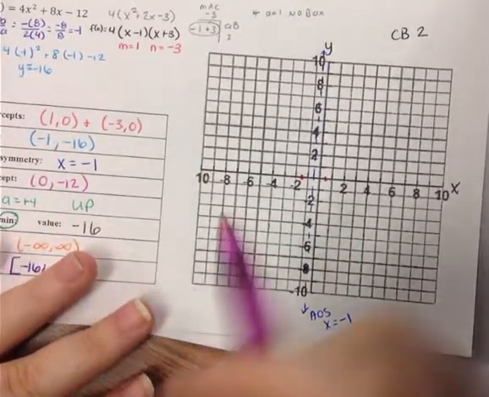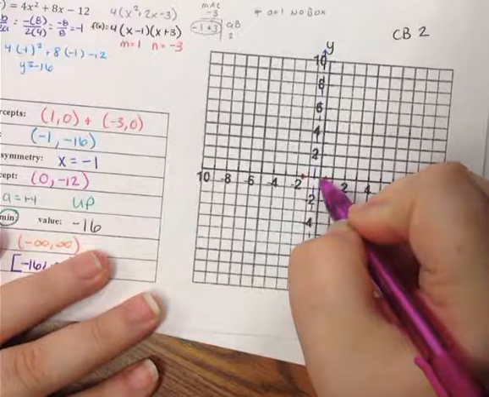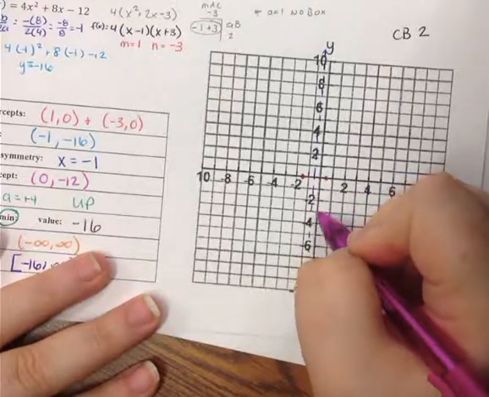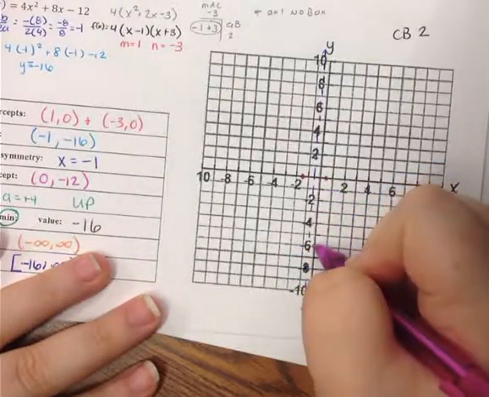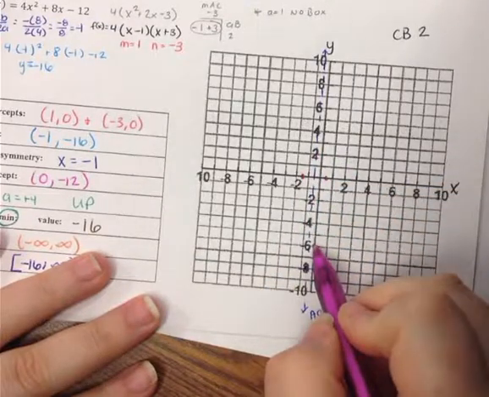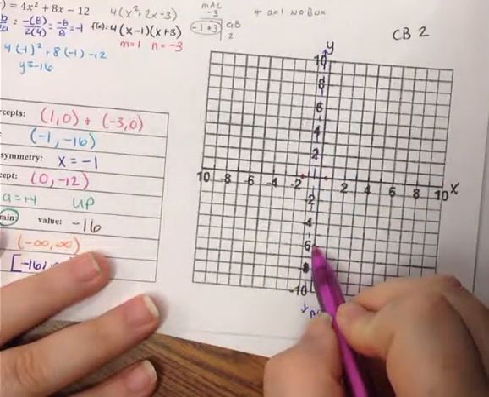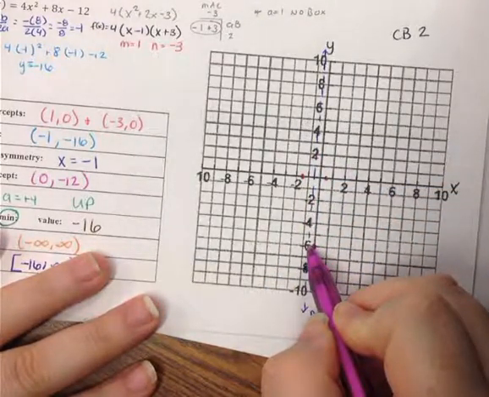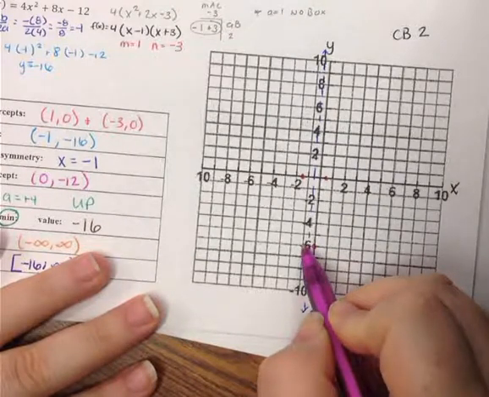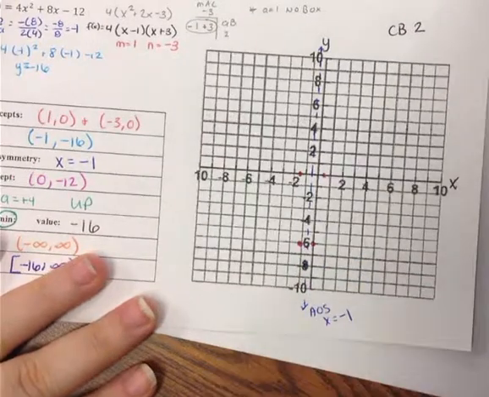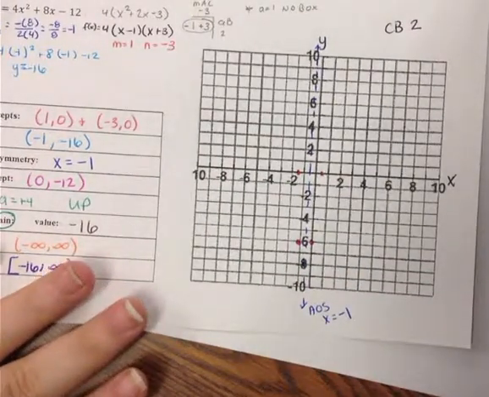Our y-intercept is at 0, negative 12. So 0, negative 2, 4, 6, 8, 10, 12. There's our y-intercept. And then you see how it's technically 1 away from your vertex or your axis of symmetry. We're going to go 1 away from your axis of symmetry here for the mirror image.